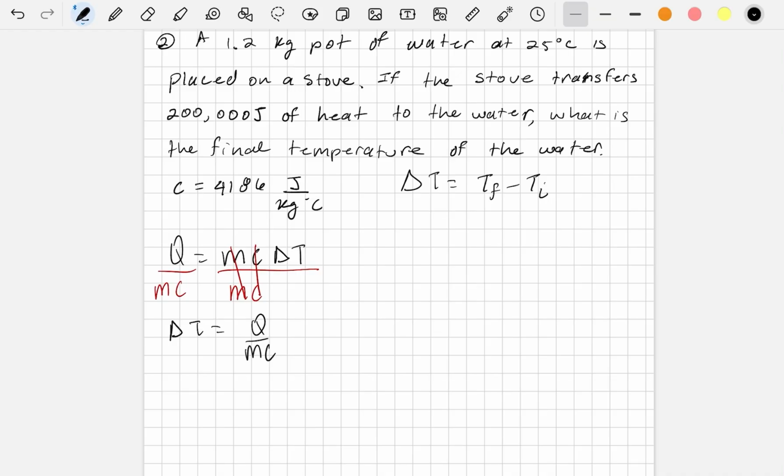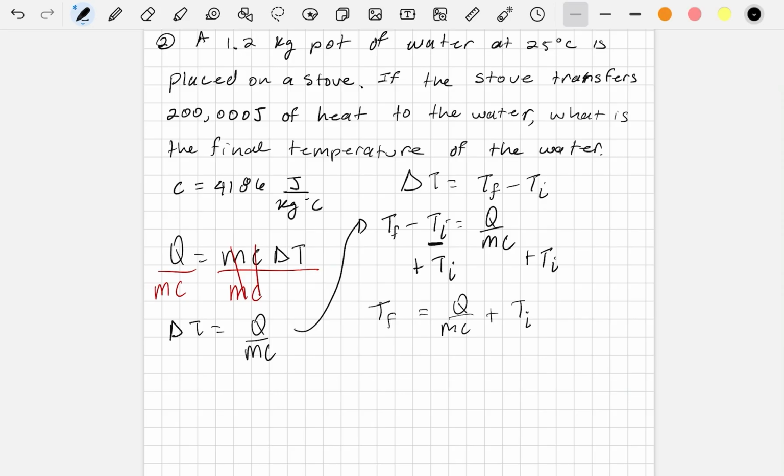Another thing to note is that delta T is the final temperature minus initial temperature. So if I bring it over, I can write this as final temperature minus initial temperature equals Q over mc. I want to have this on the other side of the equation, so I just add initial temperature to both sides. So then final temperature is equal to Q over mc plus initial temperature. Okay, and this is going to give me the answer that I'm looking for.